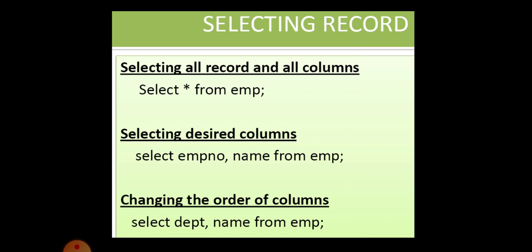Then changing the order of the columns. We can change the order of the columns for fetching. That is, we can first give department, then name. According to how we give the select command, we will get the output. Here the first column is employee number, and here the first one is department. So in the output for this query, we will get employee number as the first column, and for this one, department will be the first column. That is the only difference. We can change the order of the columns.